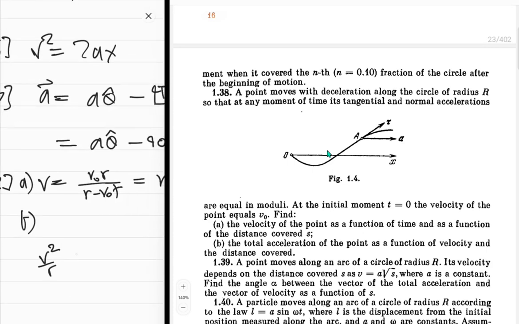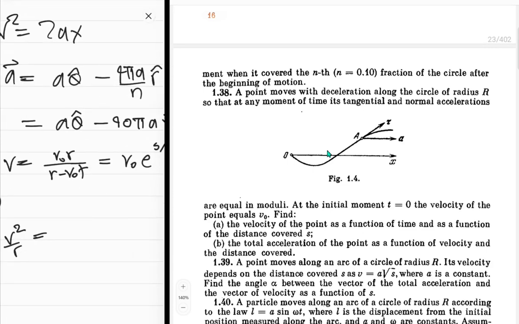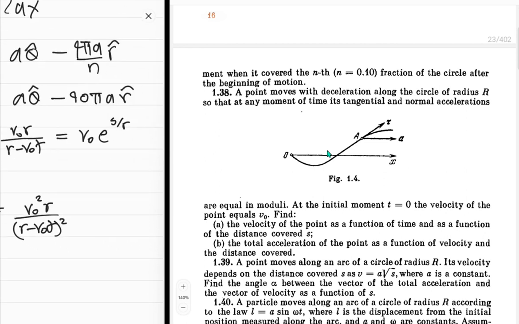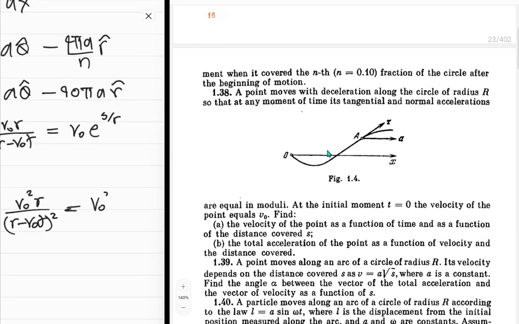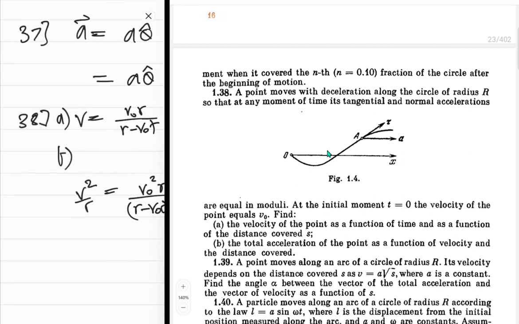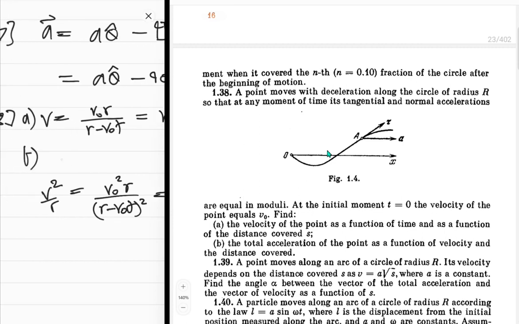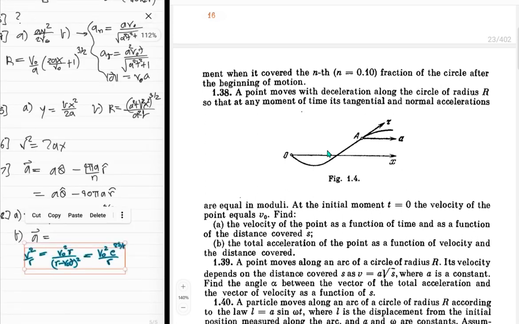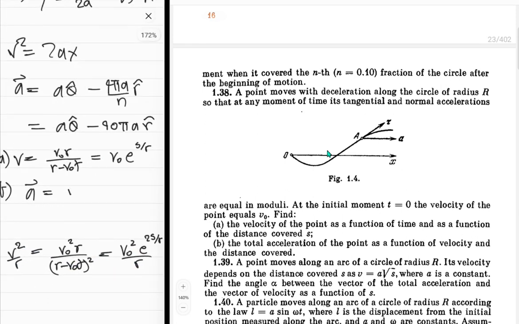So squaring this, you can just get v naught squared r squared, and then you divide by r anyway. This is v naught squared r upon r minus v naught t, squared. And this will be v naught squared e to the power 2s upon r, and that thing upon r. Yeah, looks about right. So our acceleration will be equal to this quantity.